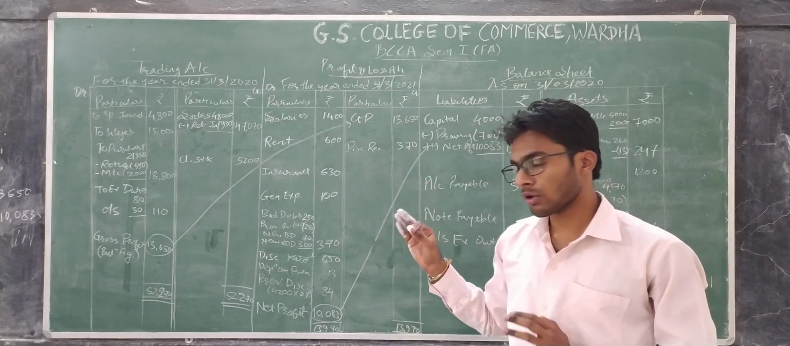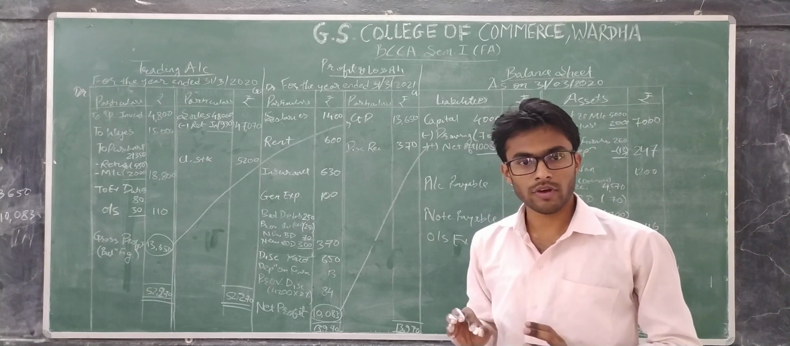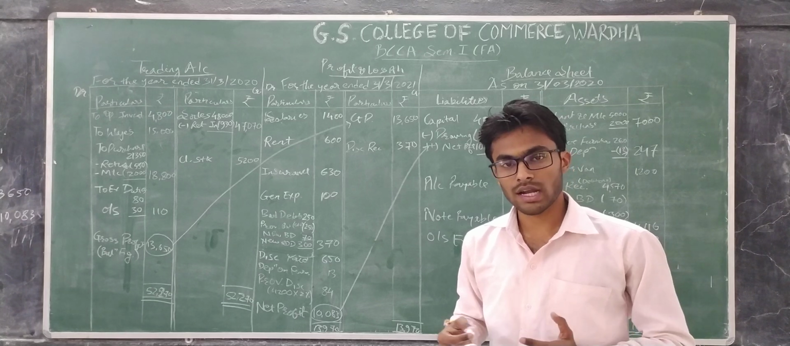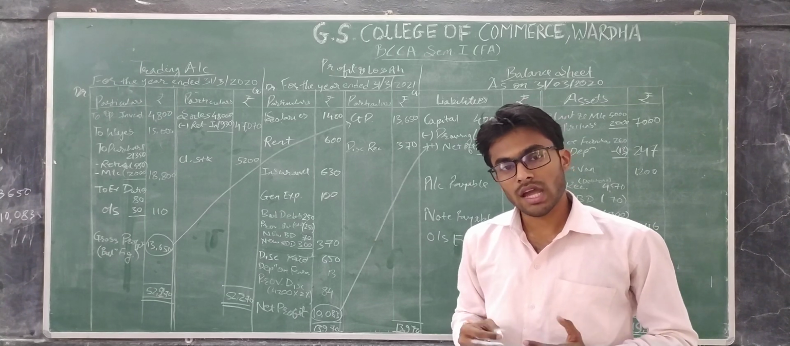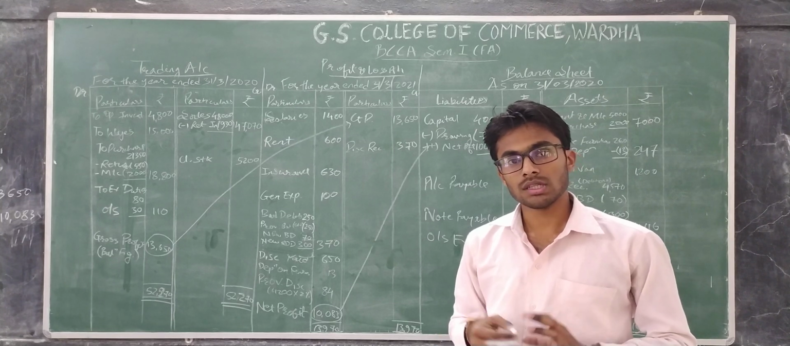figures of gross profit and net profit, and you can do all the final accounts. You can have the trading account, P&L account, and the balance sheet after the adjustment entries. So that is how we have come up with the final accounts.